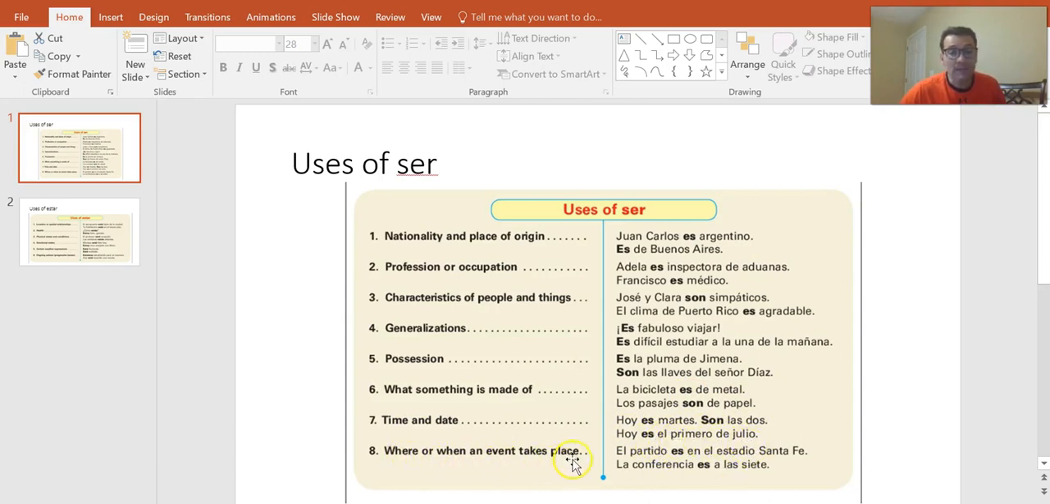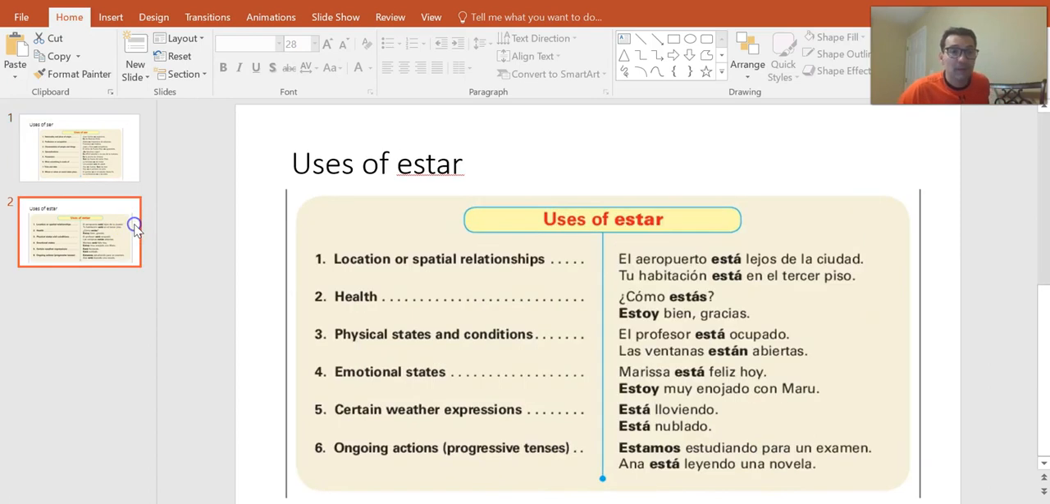Where or when an event takes place. El partido es en el Estadio Santa Fe. La conferencia es a las 7. We have also talked about estar, whose uses are the following. Location or spatial relationships. El aeropuerto está lejos de la ciudad. Tu habitación está en el tercer piso.